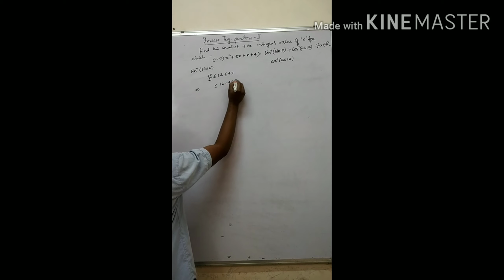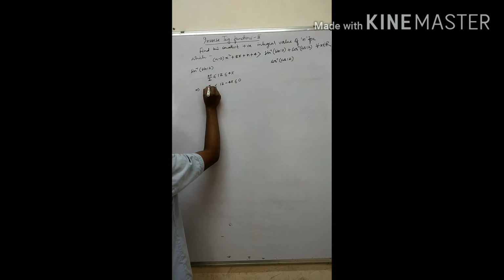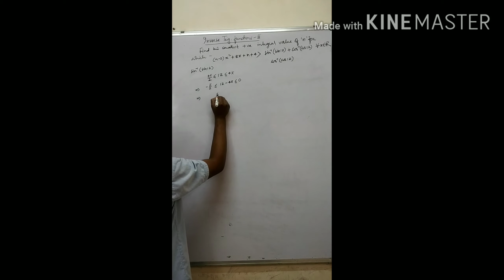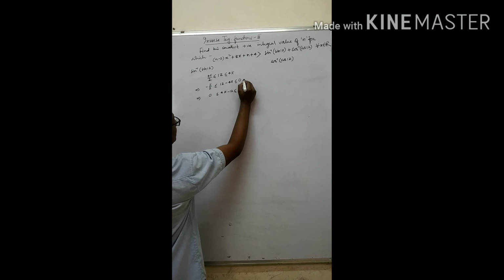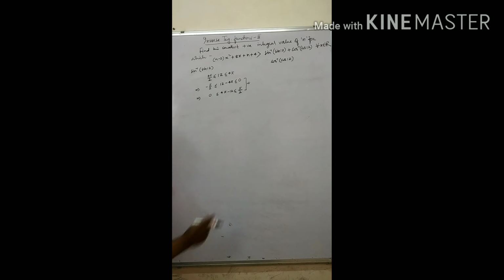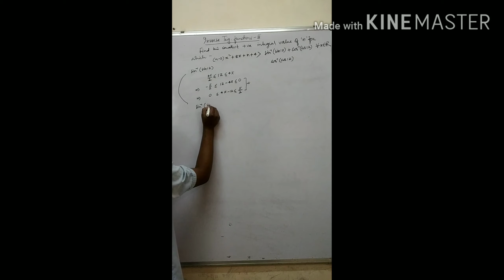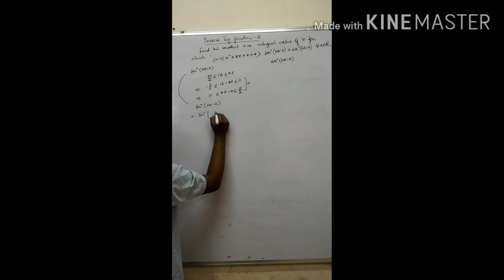Now we have to bring this into the principal value branch of sin inverse, that is minus pi by 2 to pi by 2. So 12 minus 4 pi lies between minus pi by 2 and 0, and 4 pi minus 12 will be lying between 0 and pi by 2. Both of these are lying in the principal value branch. Now we'll check which one is required, using sin inverse of sin of 12, or sin inverse of sin of 4 pi minus 12.